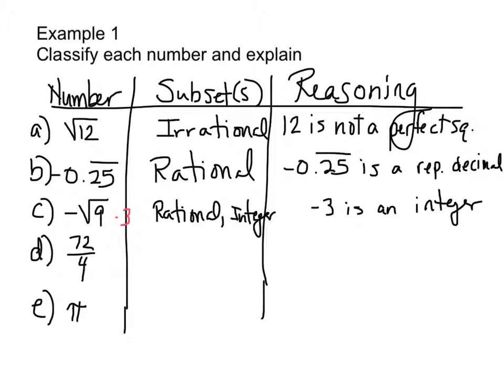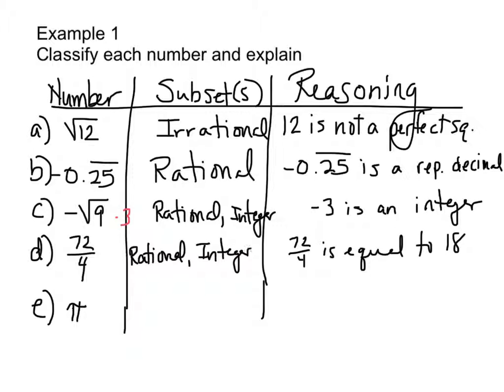72 divided by 4. Well, that's a fraction, but what is 72 divided by 4? Well, our reasoning is because 72 divided by 4 is equal to 18. Well, 18 is rational. 18 is also an integer. 18 is also a whole number. And 18 is also a natural number.